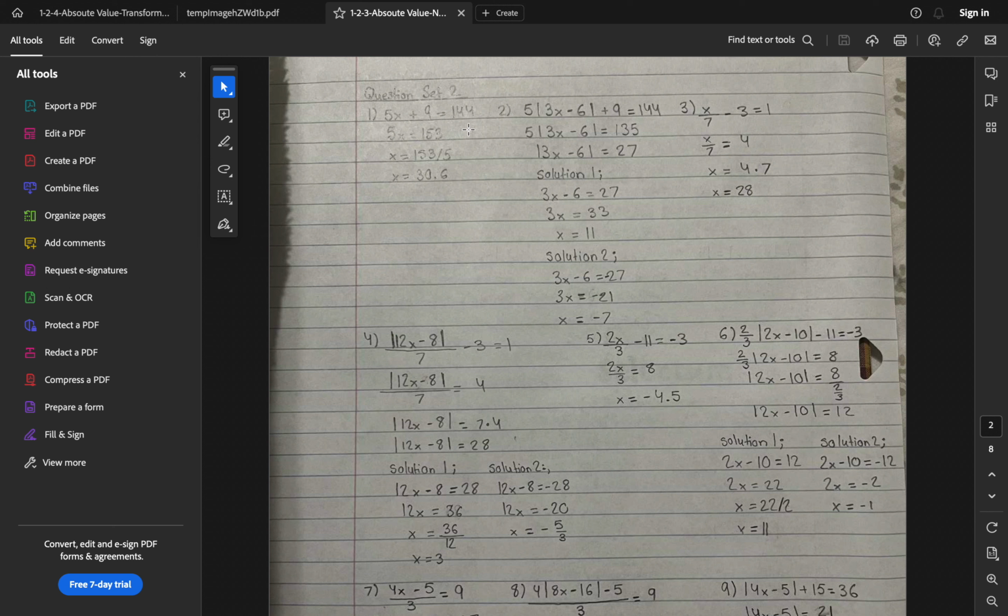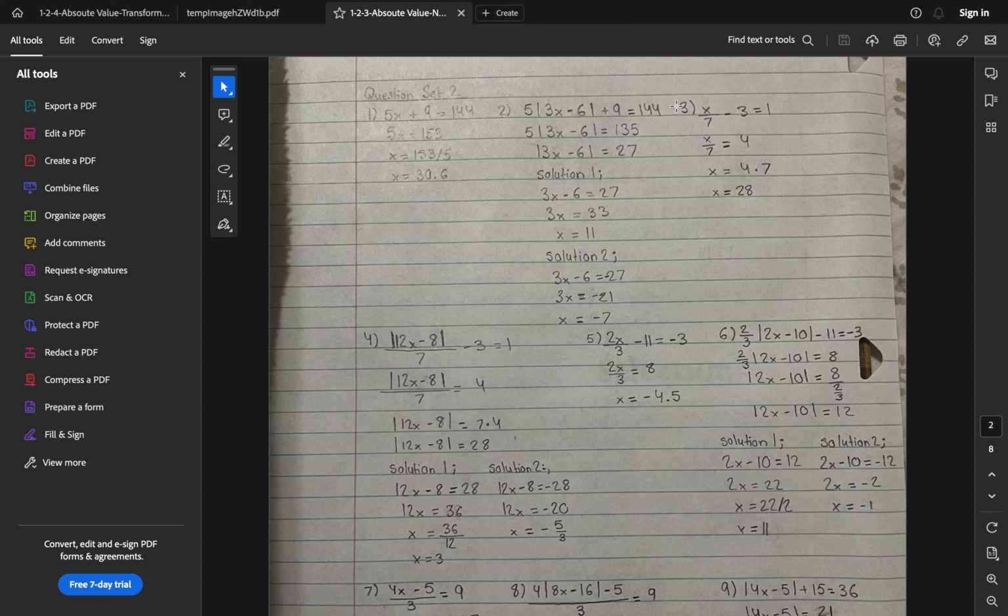Okay, on to the next equation. We get 5 bracket 3x minus 6 plus 9 is equivalent to 144. All right, we rearrange so it becomes equivalent to 135 because we move the 9 over to the other side. Then we rearrange again by dividing it by 5, so it becomes absolute value 3x minus 6 is equivalent to 27, right?